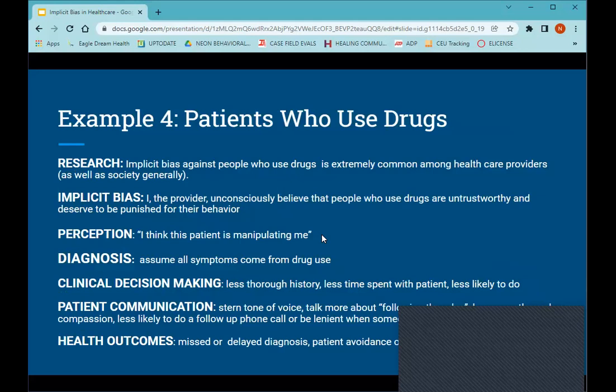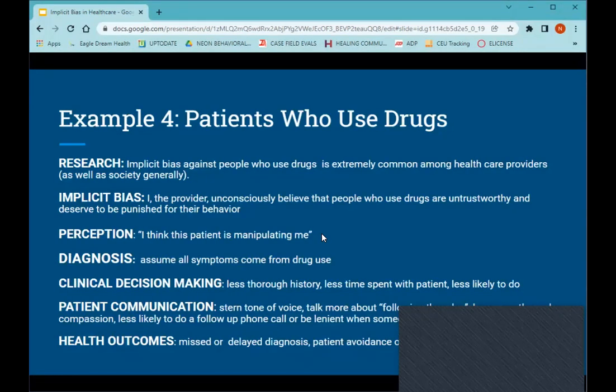I wanted to talk about patients who use drugs because obviously here I work in the MAT program, and I think it's an example we don't talk about as much when it comes to bias, but there is a lot of bias against people who use drugs, and that could be explicit. You can explicitly believe that people who use drugs are untrustworthy or deserve to be punished, or maybe you don't, but implicitly there's a lot of association there. Drug use, bad. People who use drugs, bad.